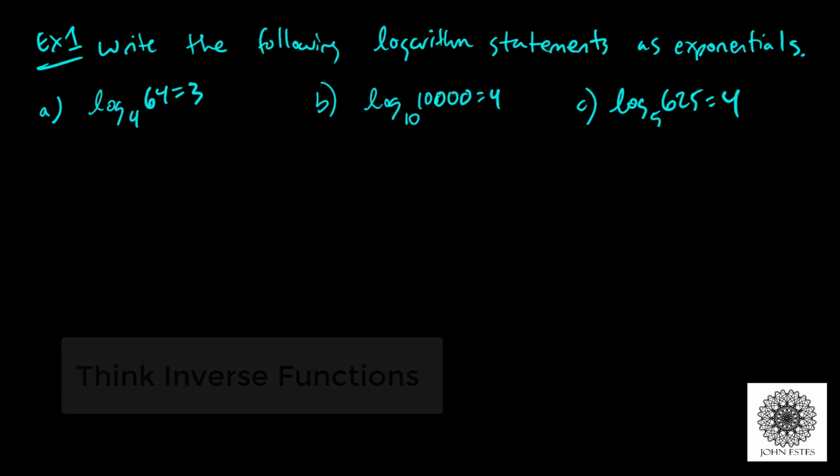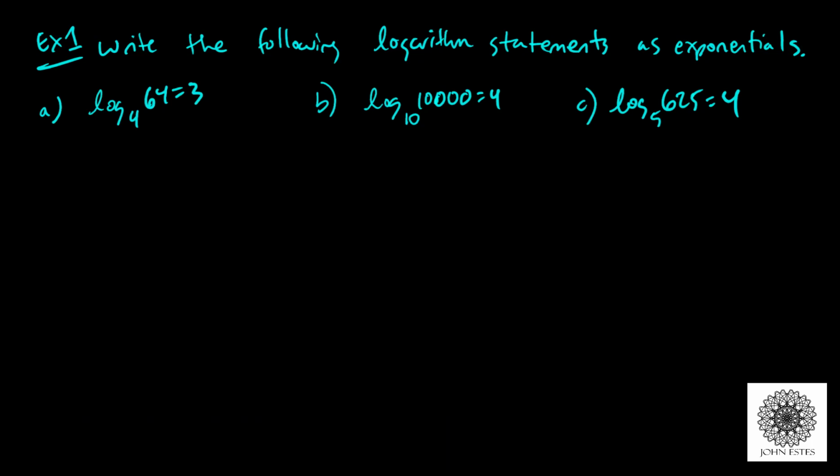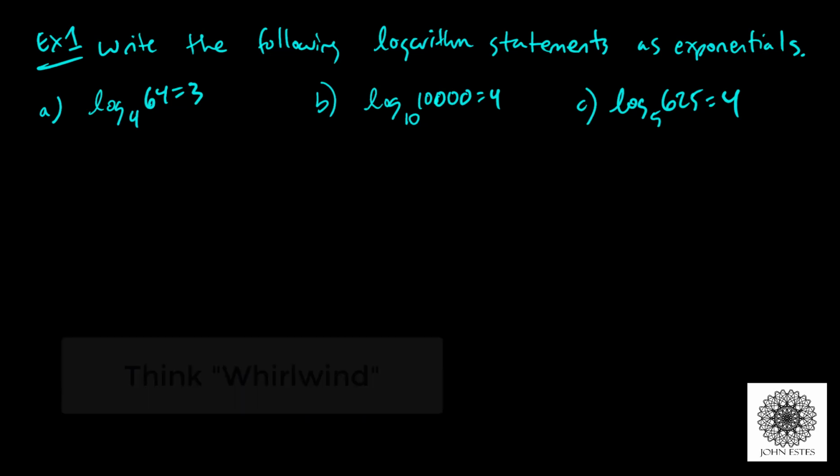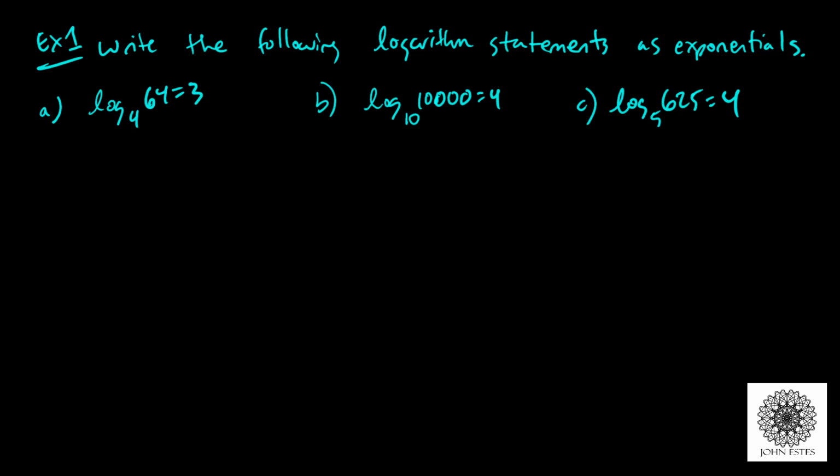Remember, these are inverse functions, right? We also said that we have to consider what power of 4 is 64. And we lastly said, let's think about the whirlwind. The whirlwind said that this would be 4 to the third power equals 64. And remember, what power of 4 is 64? It's the third power. So this is a true statement. Log base 4 of 64, the answer to that is simply 3. It reduces down to 3, because again, 64 is the third power of 4.